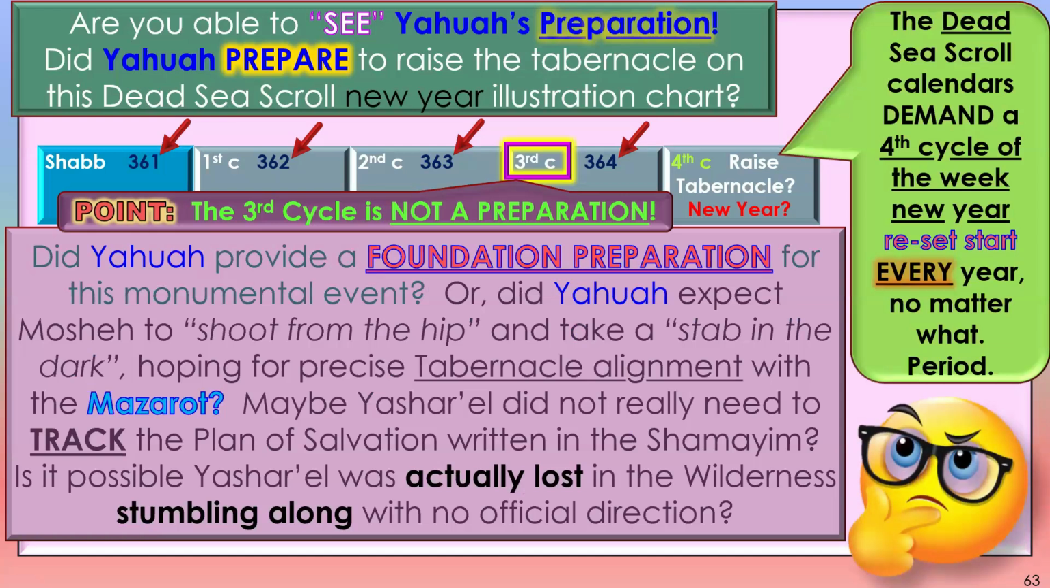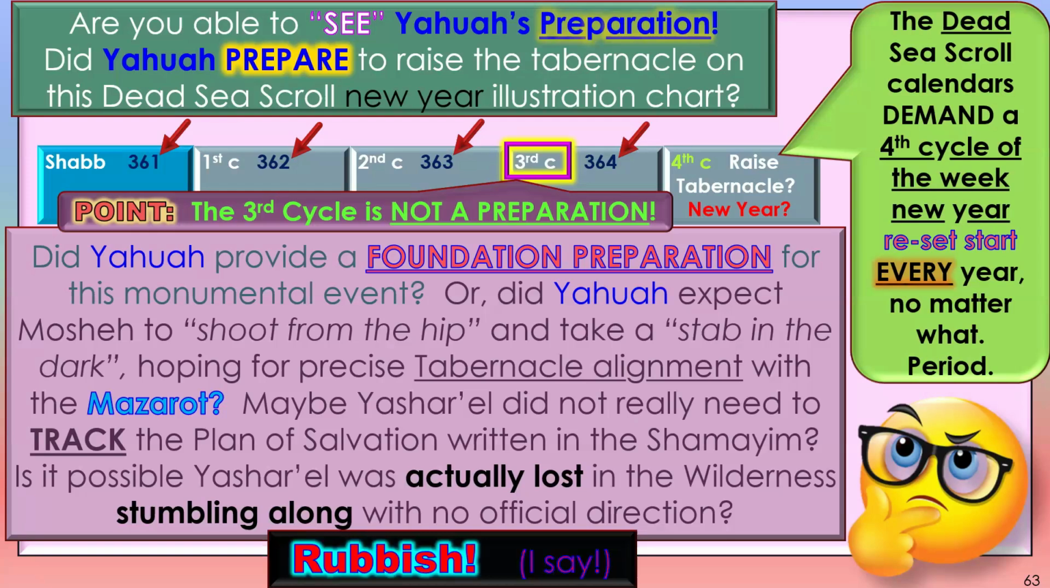Did Yahuwah provide a foundation preparation for this monumental event? Or did Yahuwah expect Moshe to shoot from the hip and take a stab in the dark, hoping for precise tabernacle alignment with the Matzerot? Maybe Yasharel did not really need to track the plan of salvation written in the Shemayim. Is it possible Yasharel was actually lost in the wilderness, stumbling along with no official direction? I don't think so. Rubbish, I say to that.